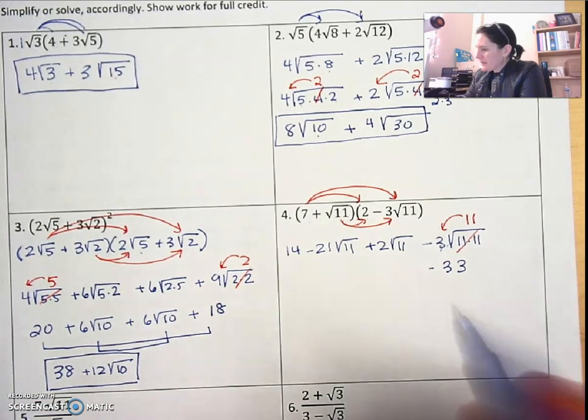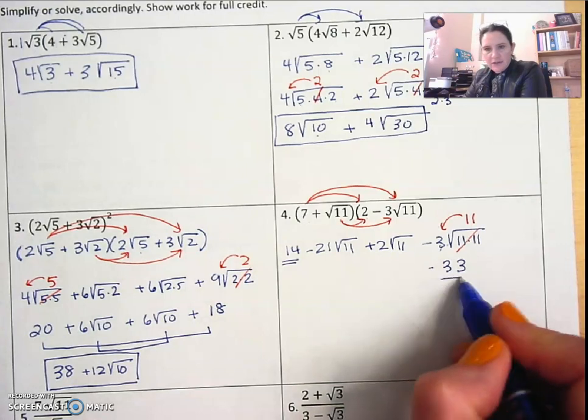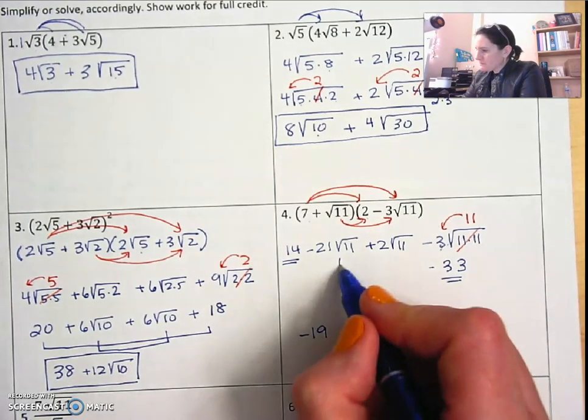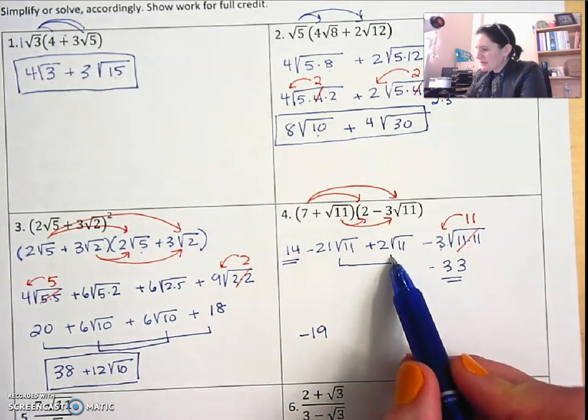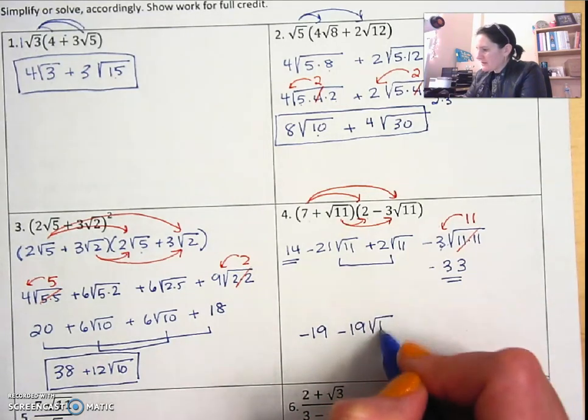So then let's see what we can combine. We can combine 14 and negative 33. That is negative 19. And then negative 21 rad 11, positive 2 rad 11 is negative 19 rad 11.